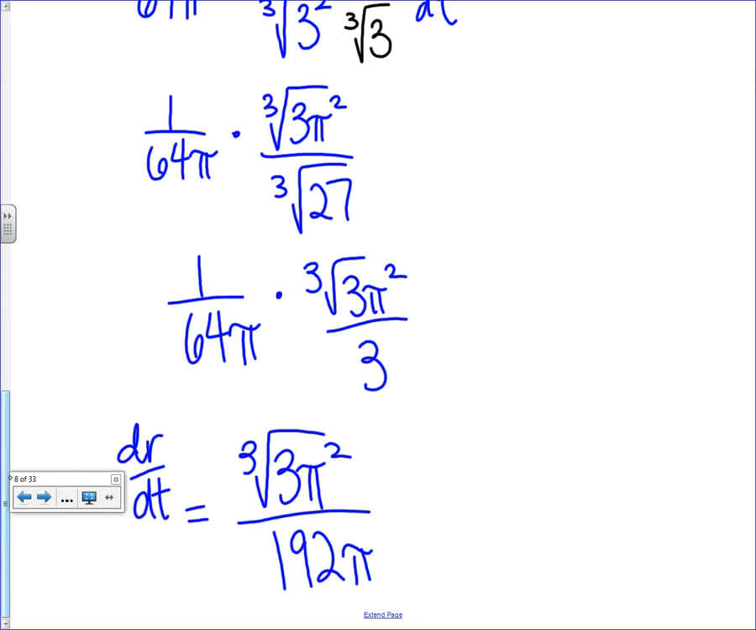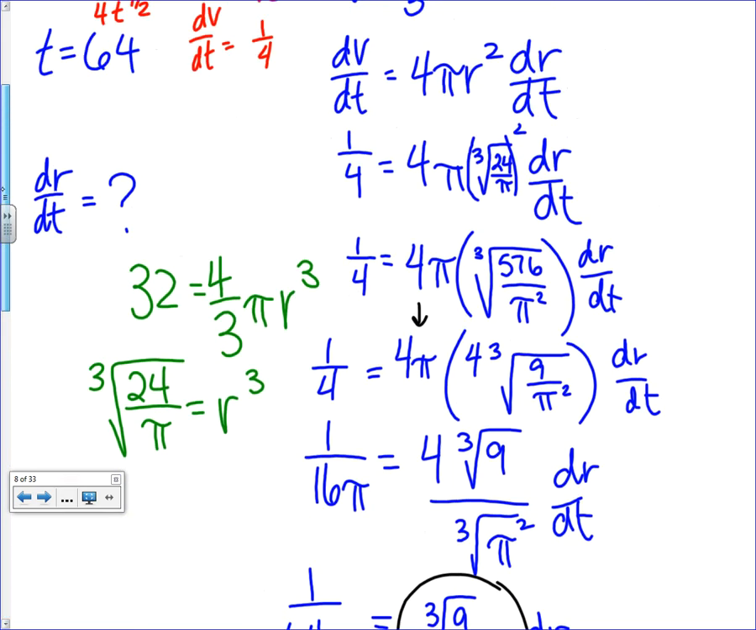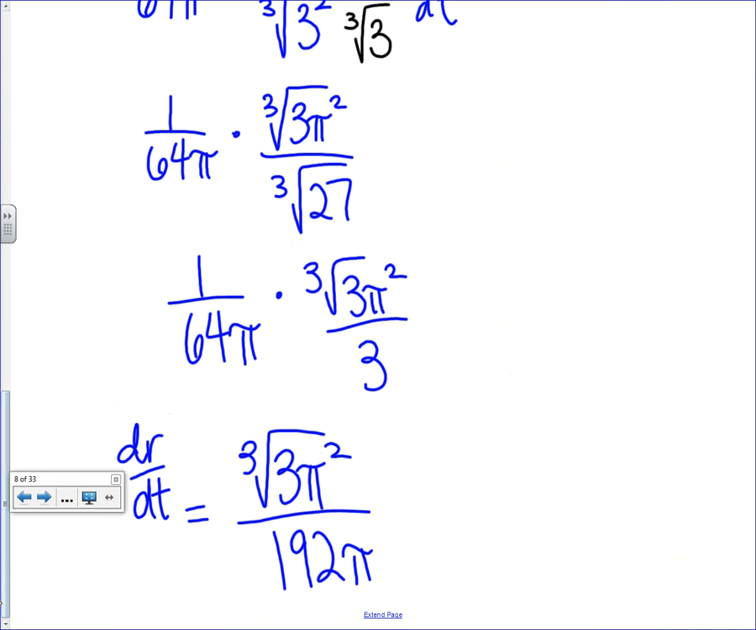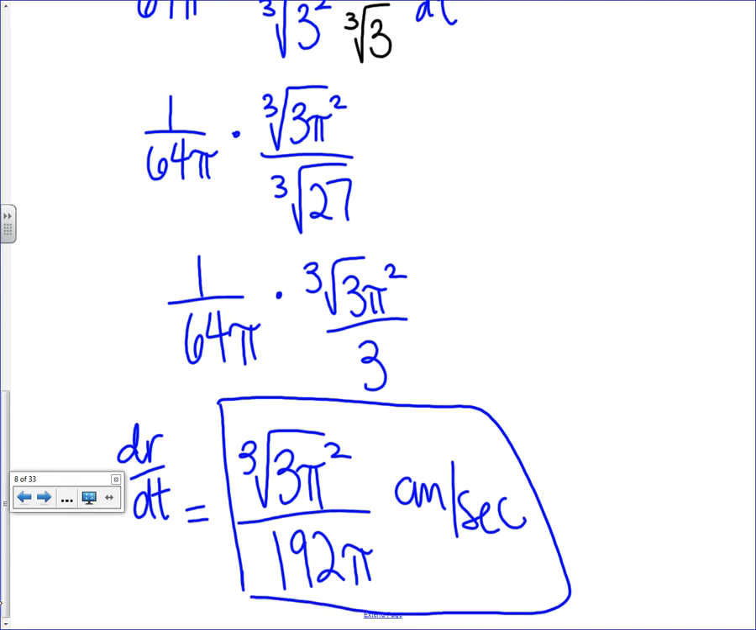And this is my dr dt. And then my units, if you go all the way back to the original question, we're talking about the radius here. Holy smokes. This will be centimeters per second. And believe it or not, that is finished. Okay. All right, let's do one more and we should be good to go.